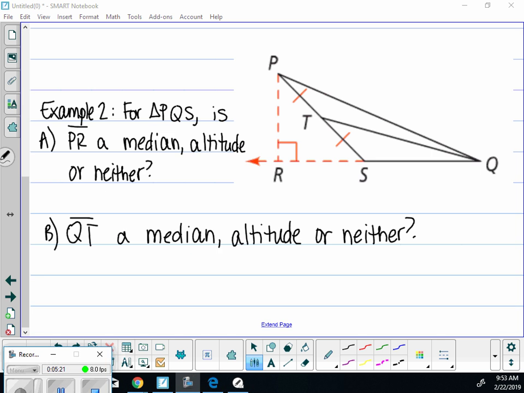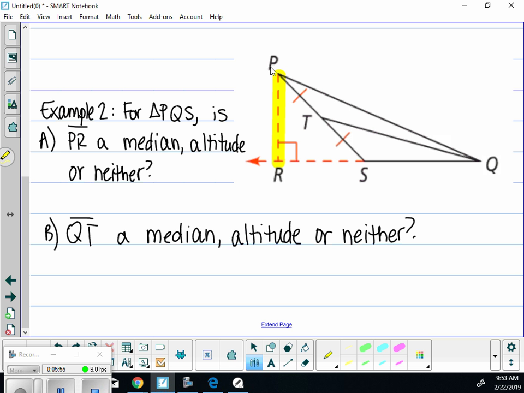In example 2, we're looking at a triangle and determining whether a given segment is a median, altitude, or neither of those things. So we're looking at triangle PQS, and in part A, we are determining whether PR, line segment PR, is a median, an altitude, or neither. So there's PR.